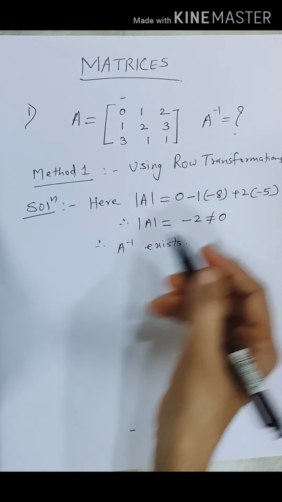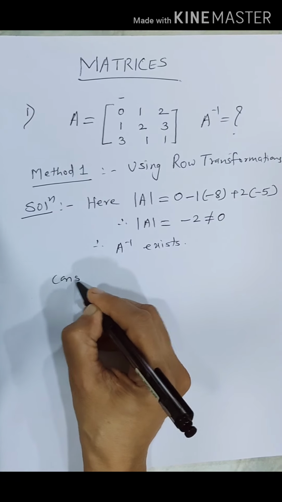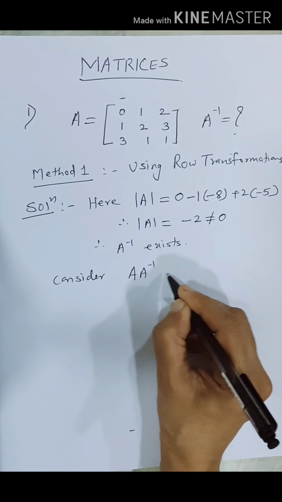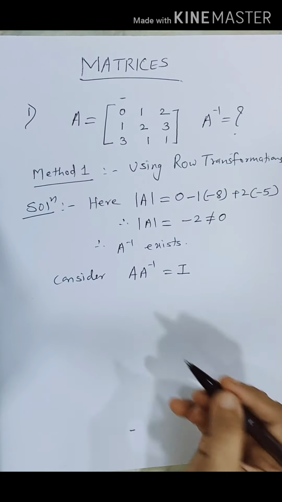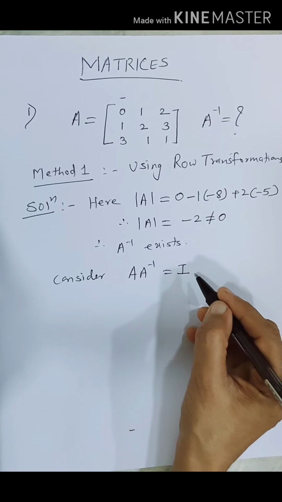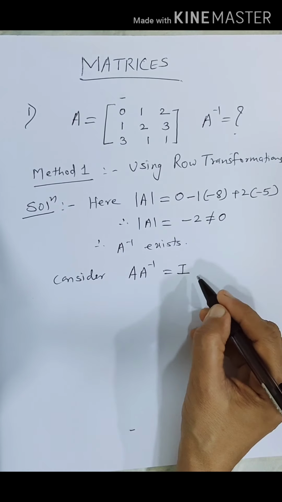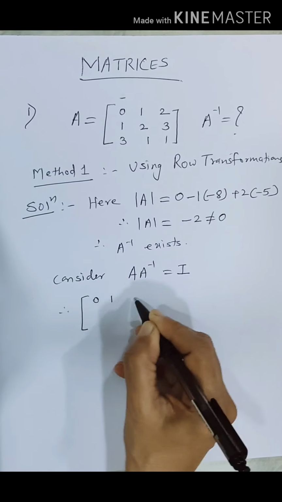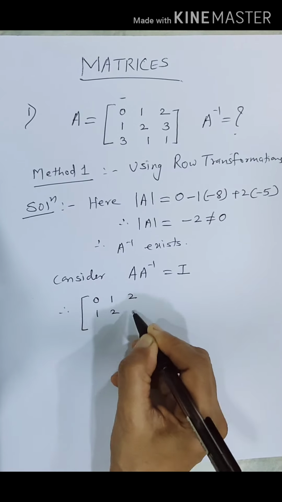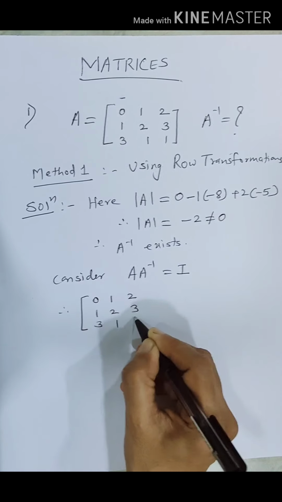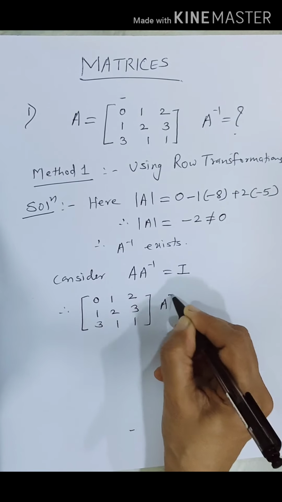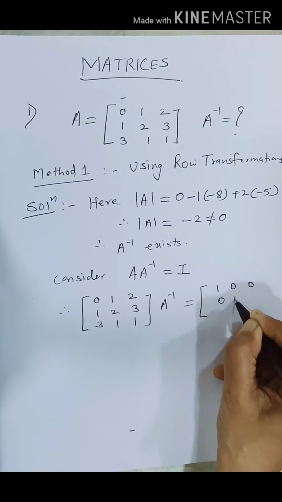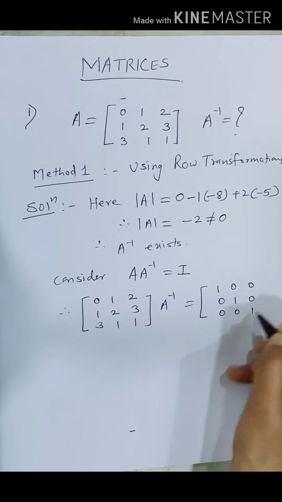Okay. Now we want to use row transformation. So let's consider A into A inverse is equal to I. Substituting for A and substituting for I, where I is a unit matrix or identity matrix. Therefore, the matrix 0, 1, 2, 1, 2, 3, 3, 1, 1 into A inverse is equal to 1, 0, 0, 0, 1, 0, 0, 0, 1.